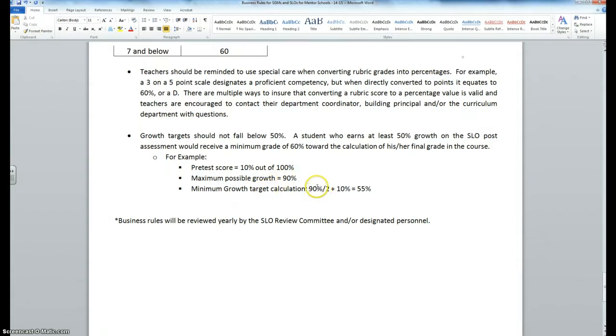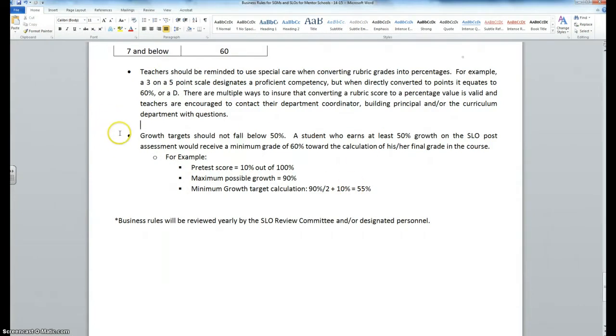So what you do is you take that 90, you divide it by 2, that would give you 45, and then you add on the 10 points from the pretest, and that student's growth score would be set at 55. That is below 60%, it is below proficient, but that student still grew 50%, which would mean that he's made adequate growth. And you can use this for a student who scores well on a pretest or a student who does not score well on the pretest.